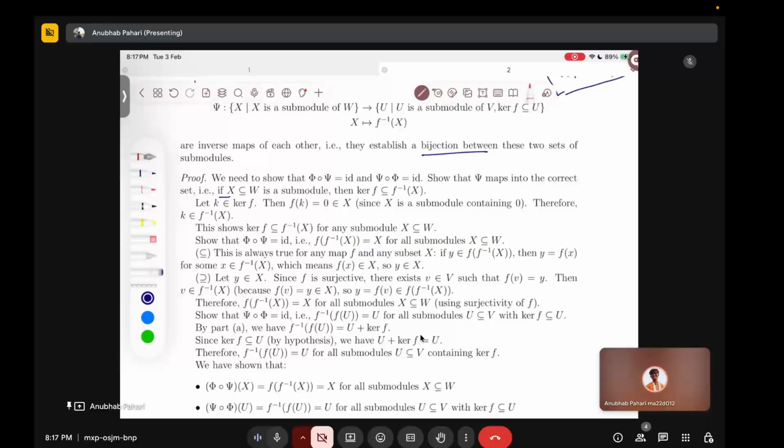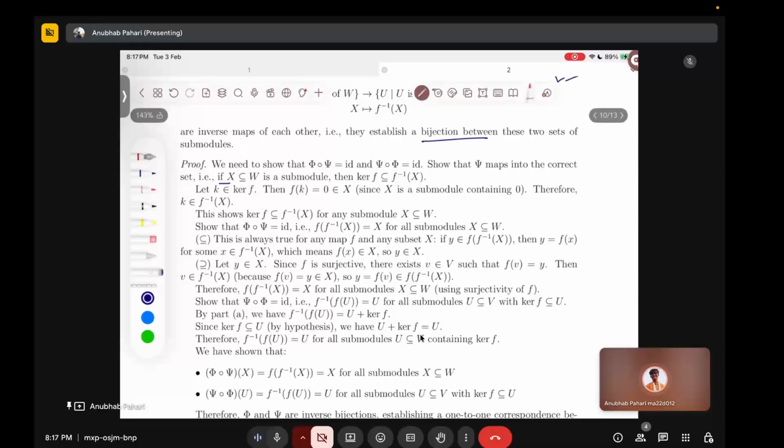Because f inverse is a map from V to W, so here is your X. If you take any element here, its inverse image, and its image is always in X, right? So therefore the first direction is true. If y belongs to f of f inverse X, then y equals f(x) for some x in f inverse X, which means f(x) belongs to X, so y belongs to X.